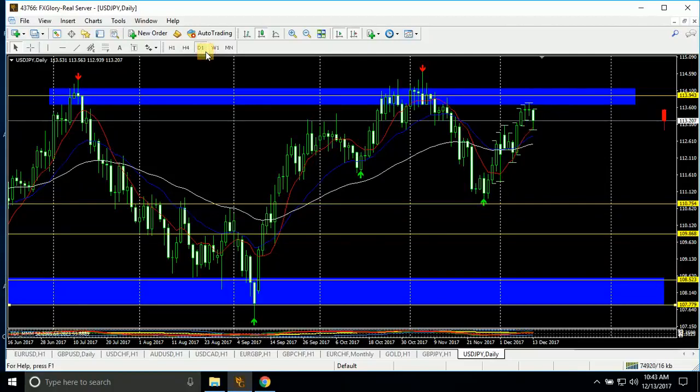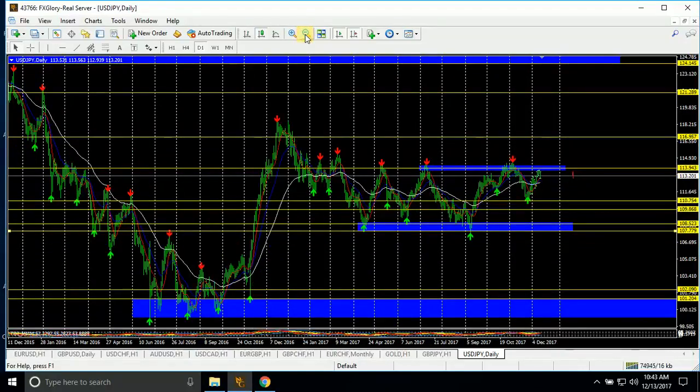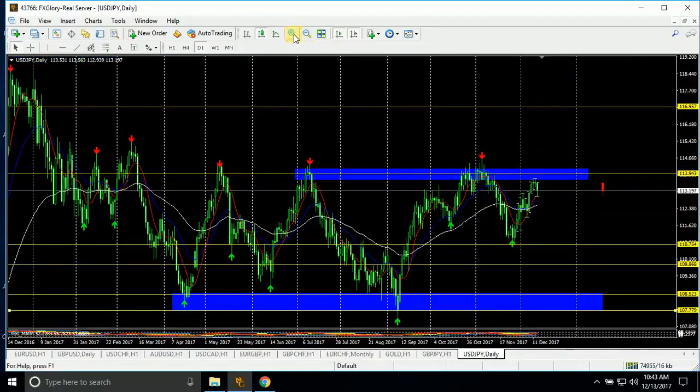Daily. You'll see how these zones are playing out. Alright. Simple enough.